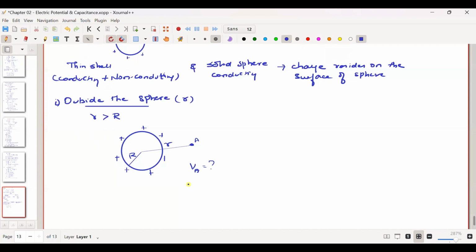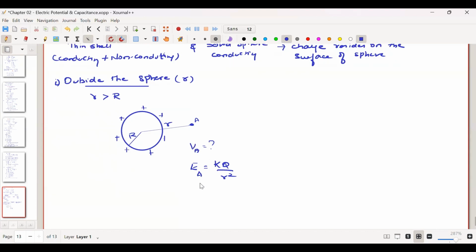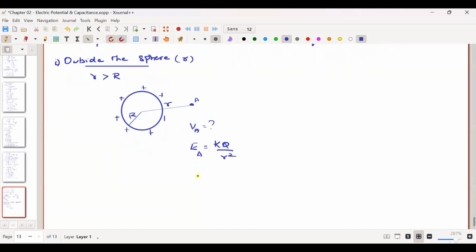In the same case of the electrical field, what will be the electrical field at point A? It is KQ by r squared. Now what we need to do is find the potential. So we need to relate potential and the electrical field, and we will use the expression delta V is minus E dot dr.